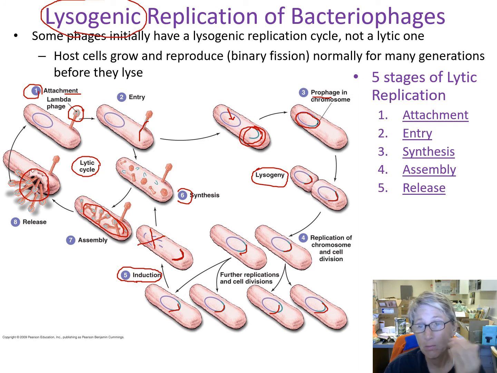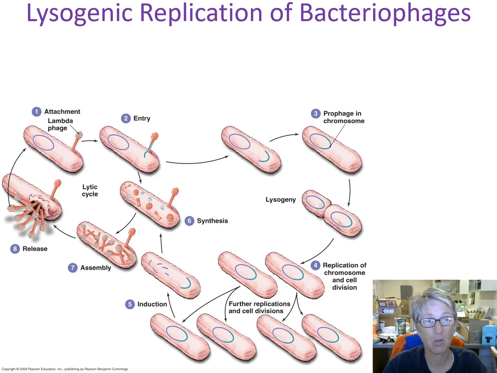And there are 5 stages of lytic replication that we talked about before. There's attachment, entry, synthesis, assembly, and release. That's the lytic replication. In lysogenic replication, they have these other steps. So, you have attachment, entry, then you have the prophage, then you replicate the chromosome that has the phage in it, and then you undergo induction, and then you go back into the regular cycle where you synthesize the viral proteins, you assemble the viral proteins, and then you release the whole virus.